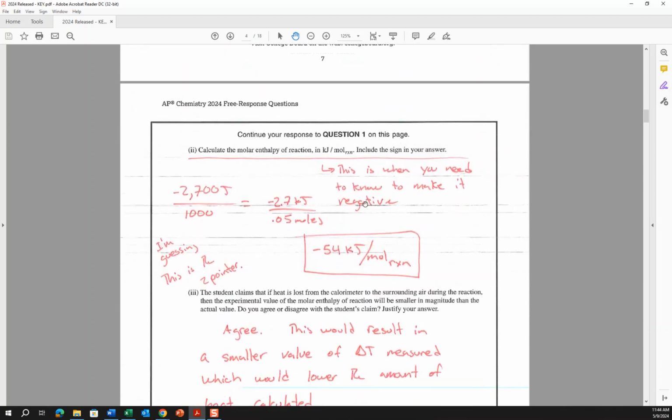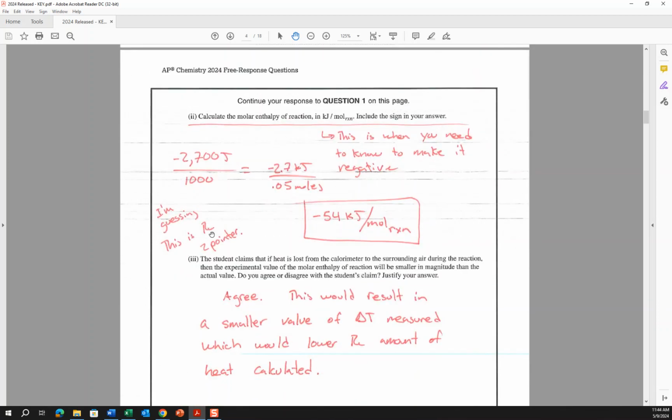quantity, okay? For this one, now, I think this is the one that's probably worth 2 points, probably 2 points: 1 point to know to make it a negative delta H, and then 1 point to know that you have to first convert it to kilojoules and then divide by moles to get kilojoules per mole.